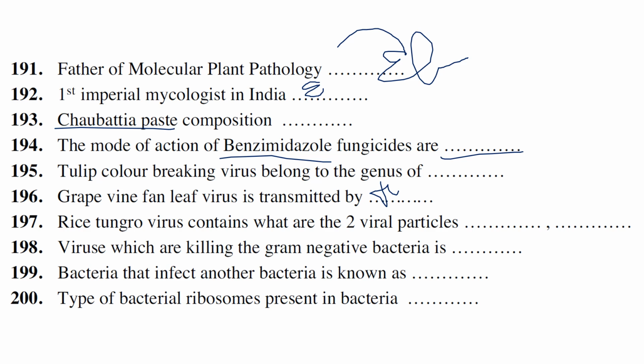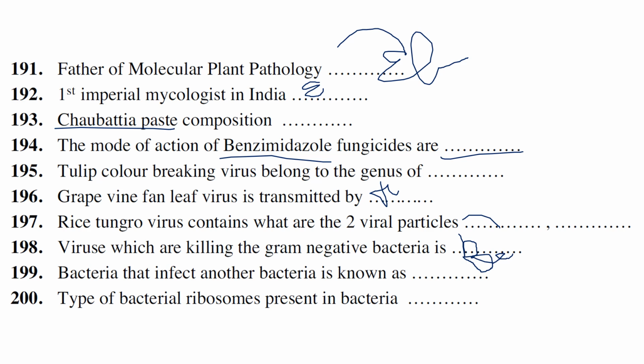Rice tungro virus containing what are all the two particles, RTBV and RTSV. Rice tungro bacilliform virus, rice tungro spherical virus. These are all the two particles. Virus which are killing the gram negative bacteria. Virus that can kill gram negative or gram positive, whatever. Don't confuse about it. Virus that is killing another bacteria is known as bacteriophage. I thought it's Bdellovibrio. Bdellovibrio is different. Bacteria killing another bacteria is known as Bdellovibrio.